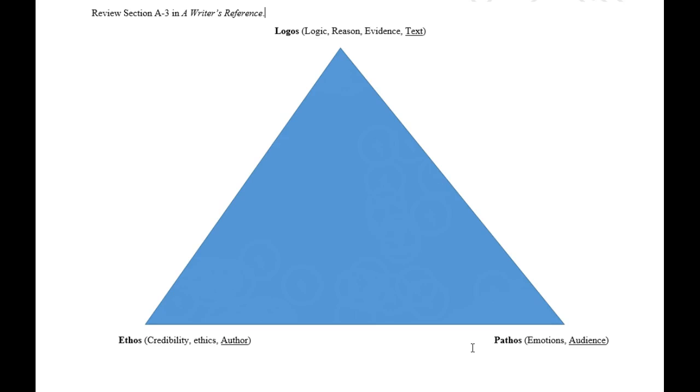So the thing with all three of these, the appeals that I gave you the other resource for, is that as you're reading, you want to think about how the author is using all three of these. And then when you begin writing, you want to think about how you use all three.